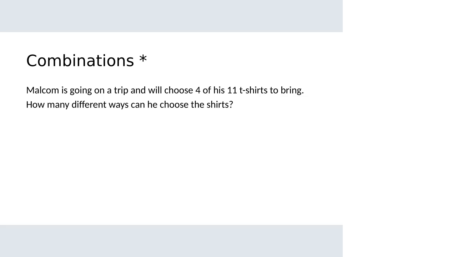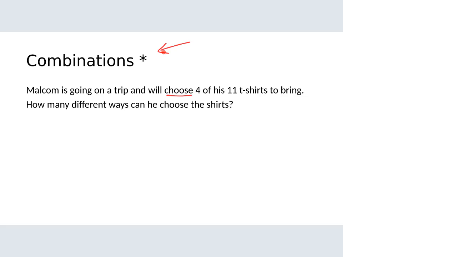One thing I want you to notice here right away out of the gate is he's choosing the shirts. They're not being put in any certain order. He's not deciding what he's going to wear on Sunday, Monday, Tuesday, Wednesday. This is strictly just they're either going in the suitcase or they're not. They're being chosen or they're not. So order doesn't matter, which means we have a combination. With that in mind, I'm going to let you try this one. How many different ways can he choose 4 of 11 shirts to bring on vacation?